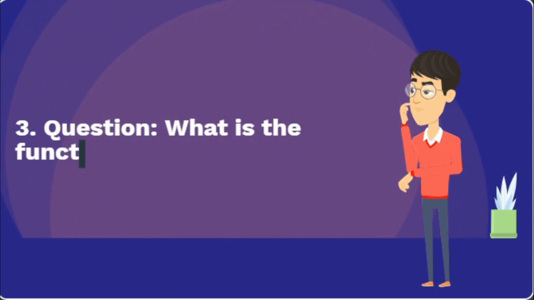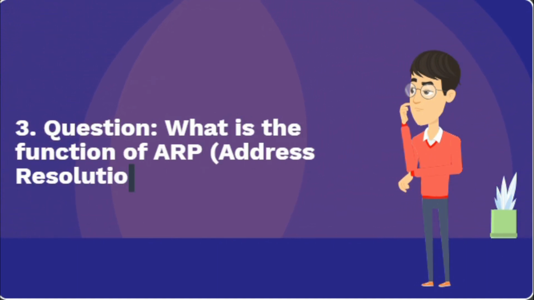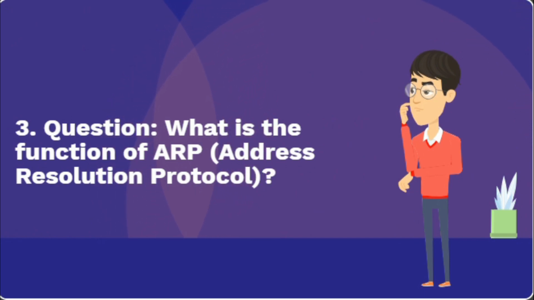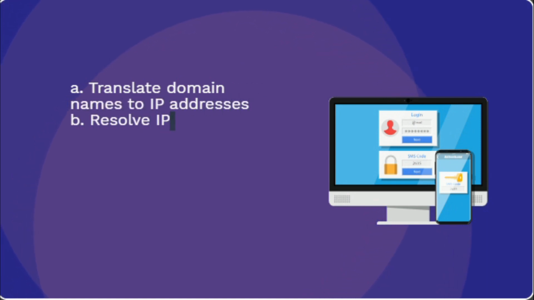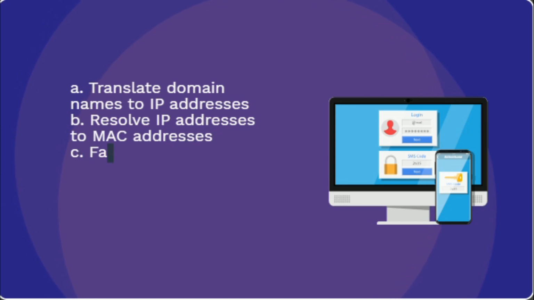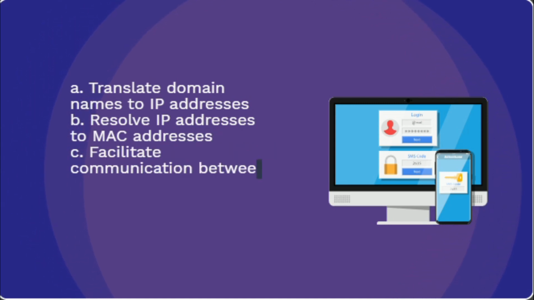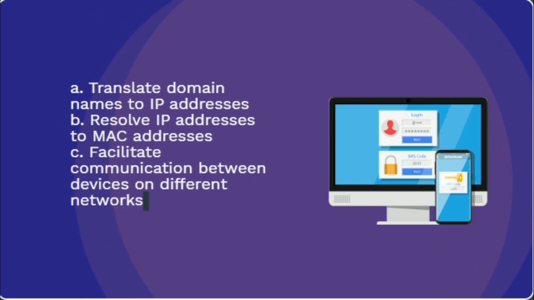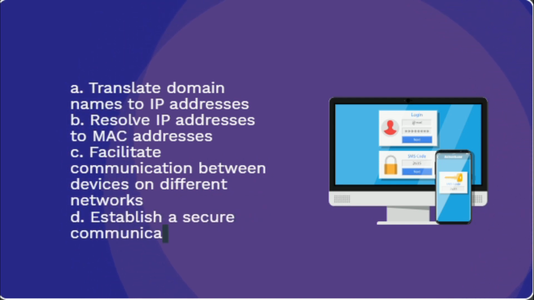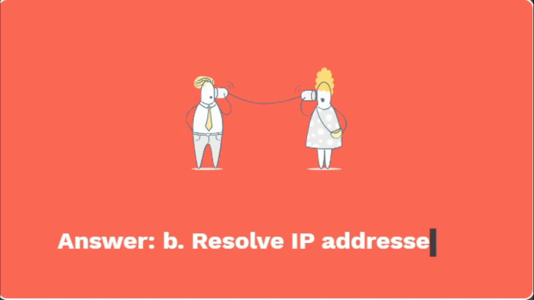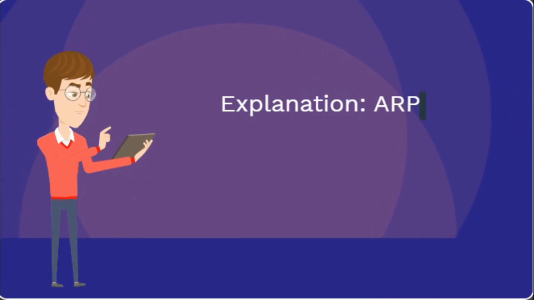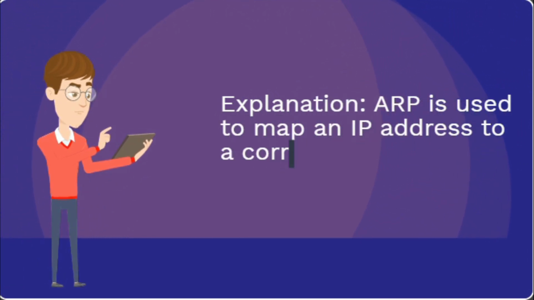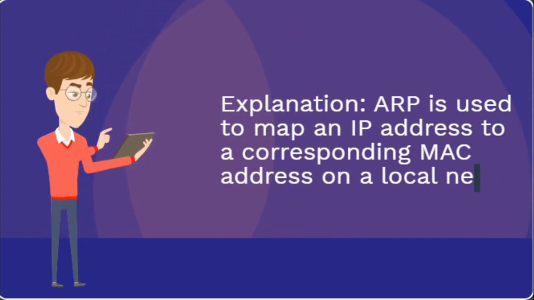3. Question: What is the function of ARP, Address Resolution Protocol? A. Translate domain names to IP addresses. B. Resolve IP addresses to MAC addresses. C. Facilitate communication between devices on different networks. D. Establish a secure communication channel. Answer: B. Resolve IP addresses to MAC addresses. Explanation: ARP is used to map an IP address to a corresponding MAC address on a local network.